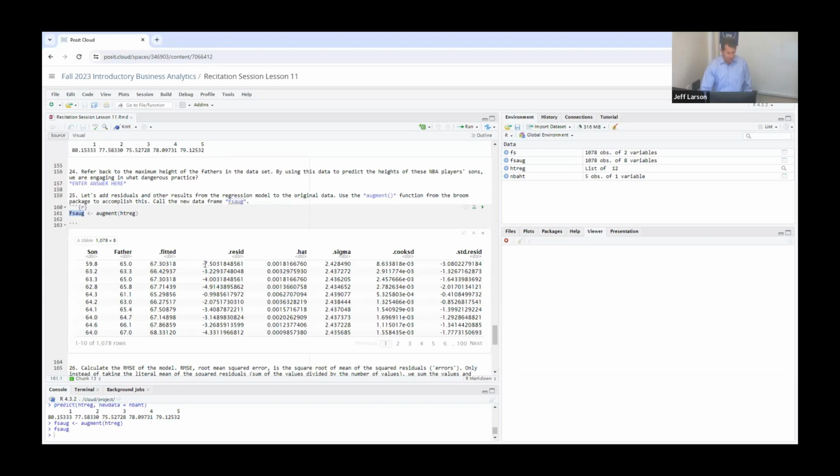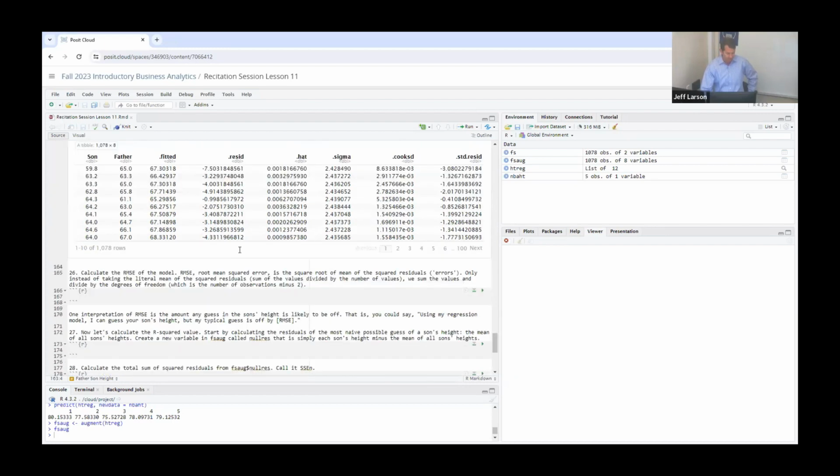The residual is what? The difference between the actual height and the fitted height, or the predicted height, right? So the actual height of the son was 59.8 inches. Our predicted value was 67.3. 59.8 minus 67.3 is a negative 7.5. Okay, so those are the residuals. The .hat, .sigma, .cooksd, and .std.resid are other things we're not going to care about. All we care about is the fitted and the residual.